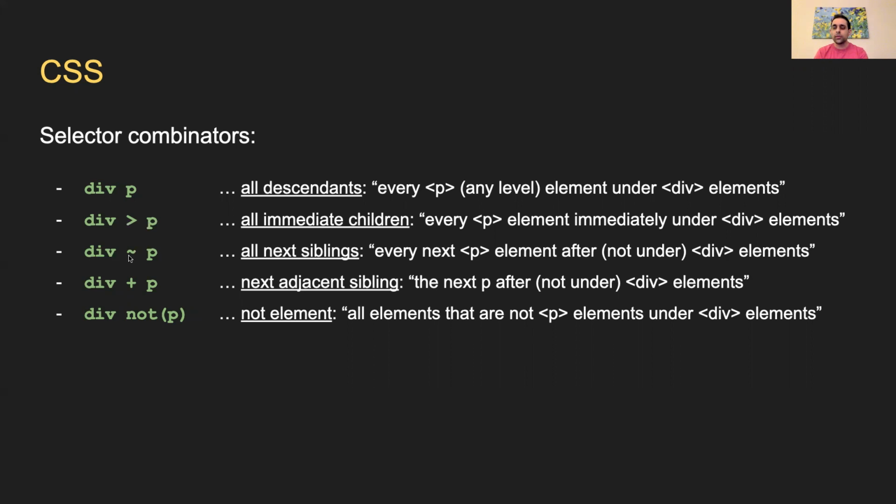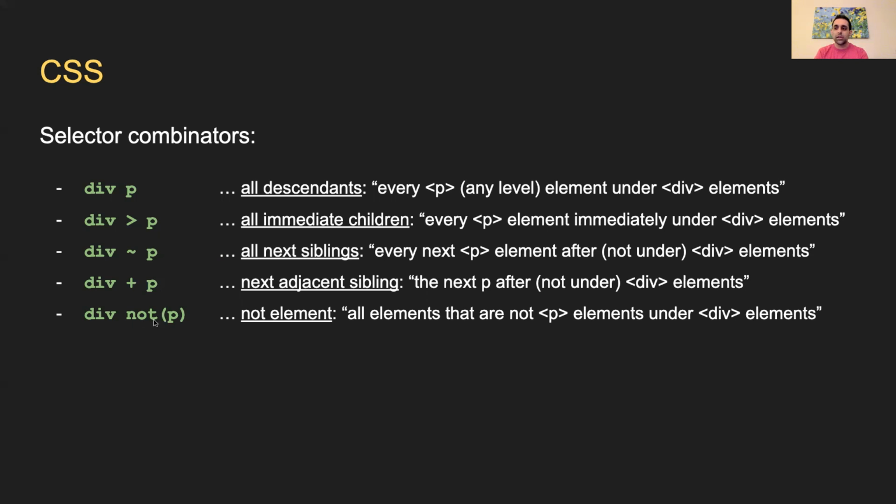All right, then we could do div tilde, or I call it squiggly, p. This will be all next siblings. Siblings are on the same level as that div. So if I have a div and a paragraph on the same level, all next paragraphs will have that set of properties. Similarly, you could do div plus p. This will mean the next adjacent sibling, but only the next one, as opposed to the squiggly, which means all next siblings. The plus p means only the next sibling that is a paragraph will get a style based on the properties for that style.